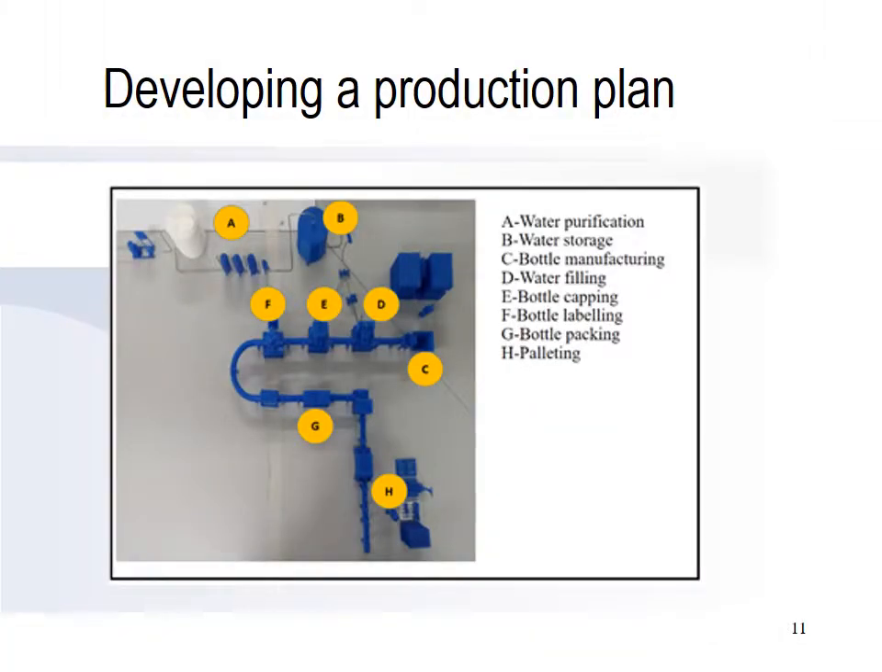The next plan is to develop the production plan, and for this a three-dimensional model was created where you can see the blocks A to H, where purification, storage, bottle manufacturing, water filling, bottle capping, bottle labeling, the packaging and the palleting of the bottle is described.